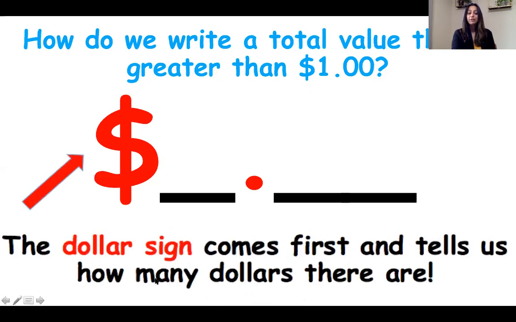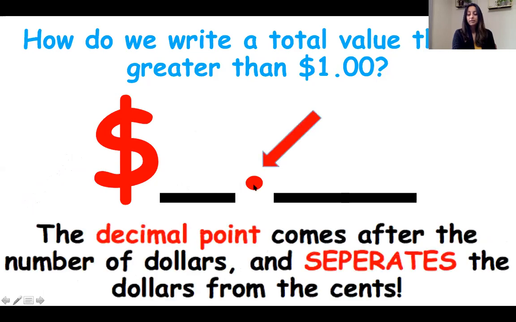The dollar sign, which is this S with the line inside, comes first and tells us how many dollars there are. So we write the dollar sign, and then on this space right here, we write the number of dollars there are. The decimal point, which is like this period in the middle, comes after the number of dollars, and it separates the dollars from the cents. So the dollars go on this side, the cents go on this side, and the decimal point comes in the middle. It separates the dollars from the cents.